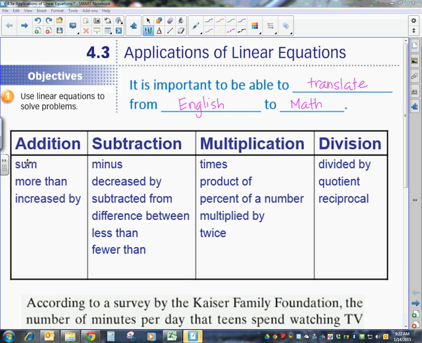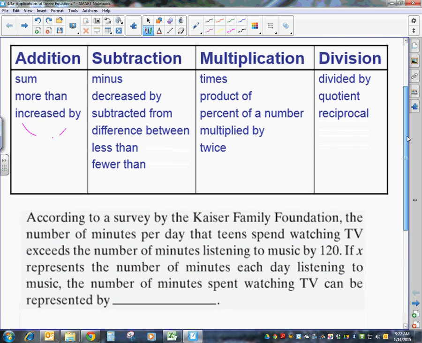Okay. For example, when I see these words in a sentence, then I'm going to know that that means addition. So I'm going to have a plus sign in there somewhere. When I see these words, I'm going to subtract. I see these words, multiplication, and these are going to be division. So let's go ahead. I'm going to do some examples, and then I want you to work some problems on your own.